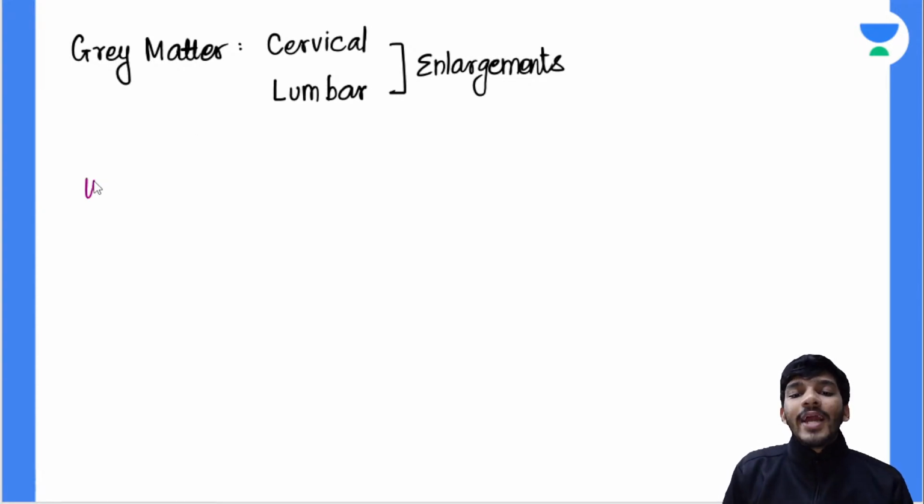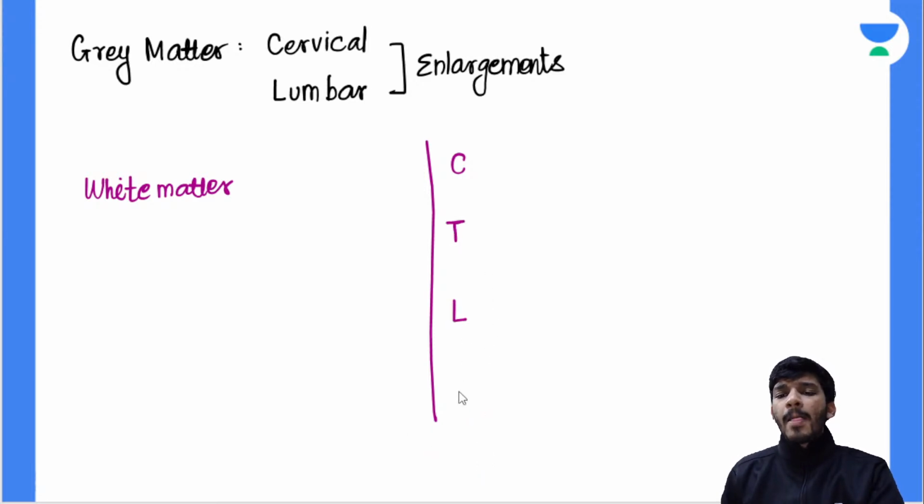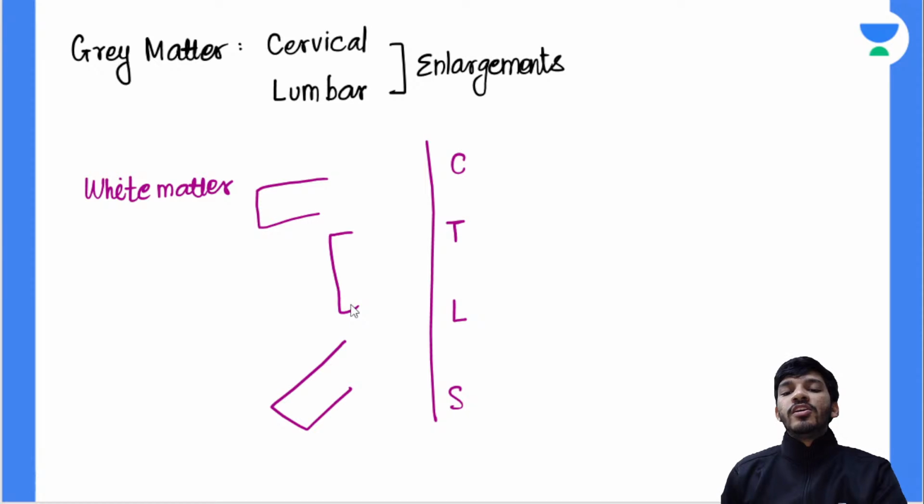Where will you have more white matter? Please try to understand. If this is your spinal cord, this is cervical, this is thoracic, this is lumbar and sacral. Sorry, I wrote it the wrong way around. Here, let's say you have the arms, here the legs of the person, and here the body of the person.